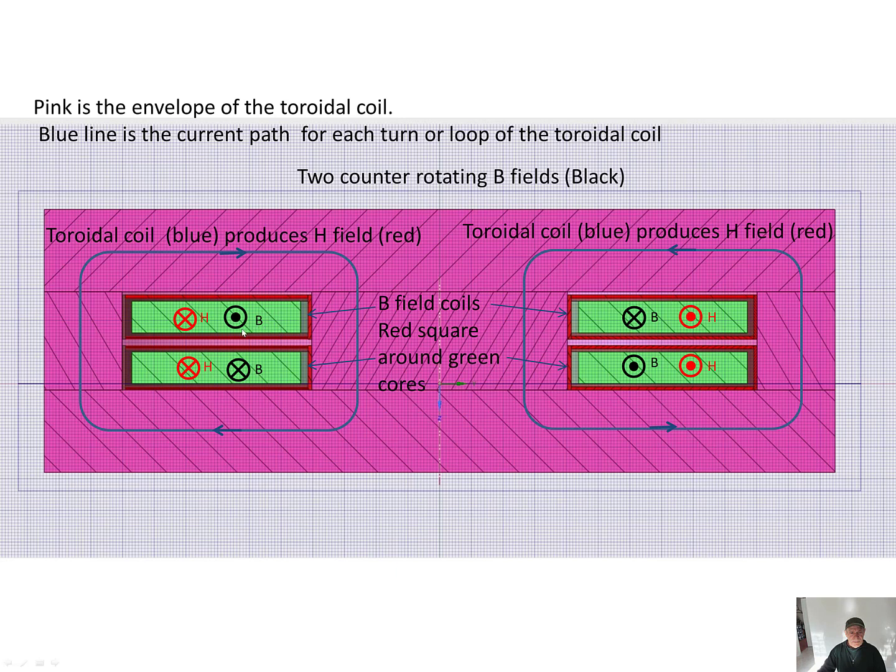So there's a red circular coil around each core producing the B field. So the two B fields are in opposite directions. Here is coming out of the page, here going into the page, but the H field produced by the toroidal coil is into the page here and out of the page here.